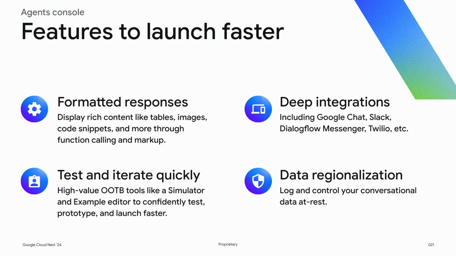Finally, we're providing you with a fast and secure path to production on Google Cloud Platform. We know time is of the essence, and so we want to help you launch faster. First, the end user experience is important, and it's not all about quality. We want to ensure that the information you're providing to your end users is aligned with your branding guidelines and is also displayed in the appropriate manner to help your end users understand what is being presented to them. So using function calling and markup, you can now display rich content like images, code snippets, tables, and more.